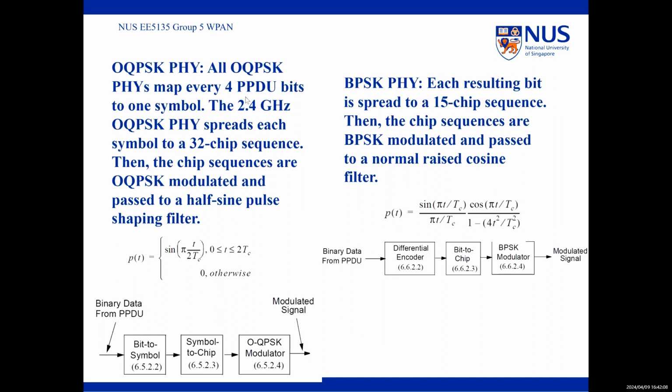And for BPSK, every resulting bit is spread to a 15 chip sequence. Then the chip sequences are BPSK modulated and passed to a raised cosine filter.